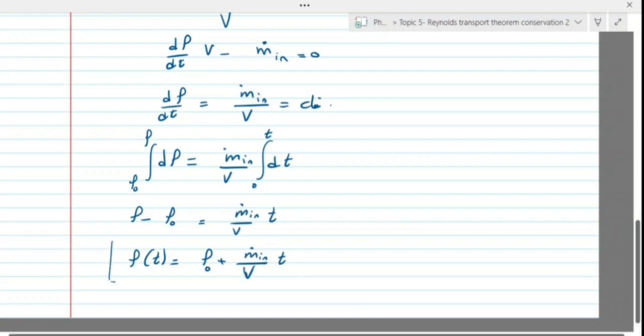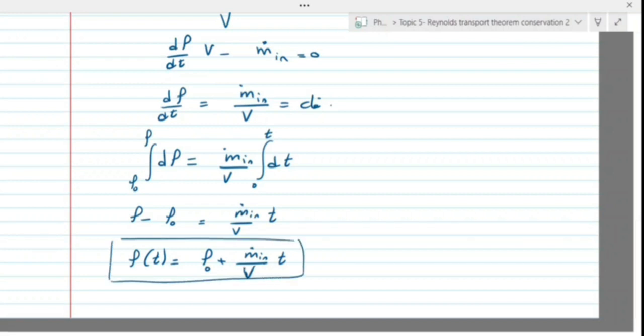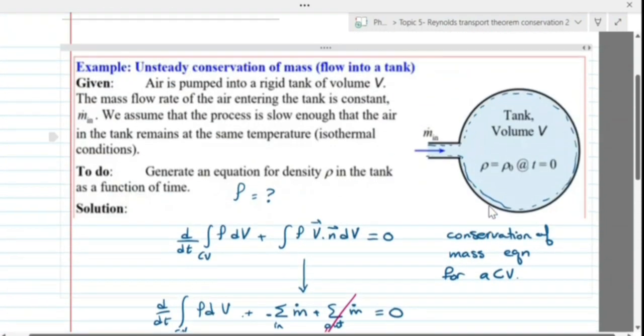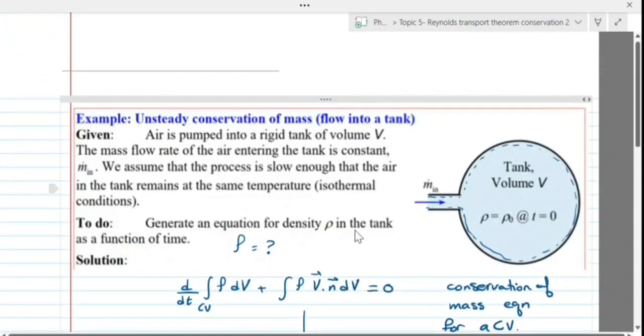You can see how my density is a linear function of time, and this makes sense because if you look at our flow rate, it is constant with time. So the mass entering this tank, the mass of air entering this tank, is increasing linearly with time because of this constant flow rate, which would lead to a linear increase in the density inside this tank as well.